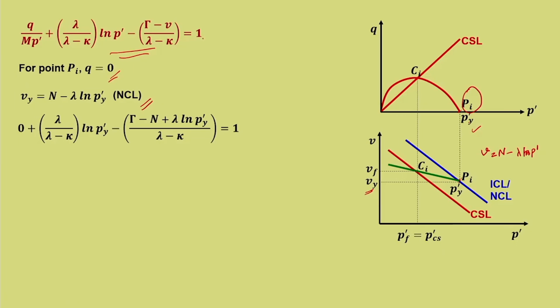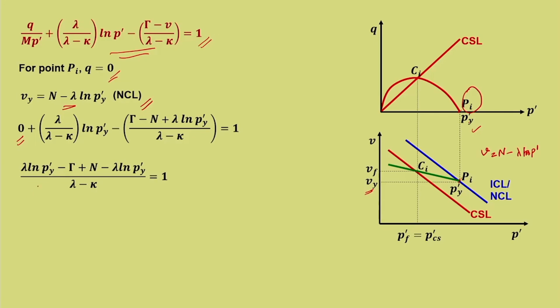Substituting this in the state boundary surface equation or the yield curve equation, q is 0, lambda by lambda minus kappa ln, here specifically we are dealing with this particular point, so it is p dash y. So p dash is equal to p dash y minus gamma minus, substituting this it will become minus N plus lambda ln p dash y upon lambda minus kappa, which is equal to 1.